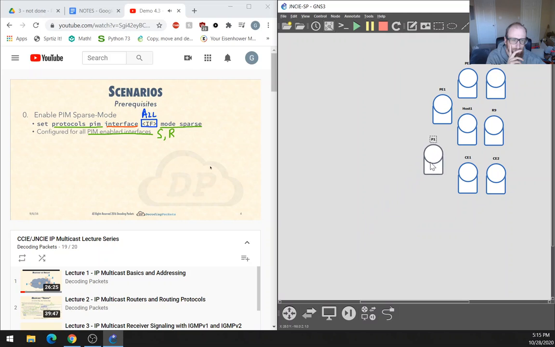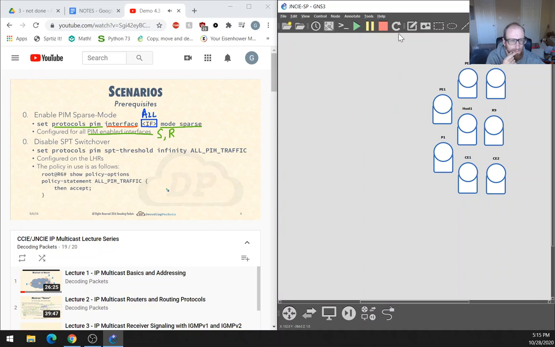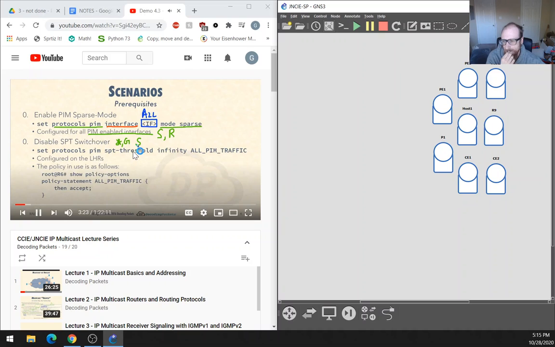Once PIM sparse mode has been configured on all of the PIM interfaces, the next prerequisite is to disable SPT switchover, and this will be done on the LHR. By default, Junos, as well as IOS, as we saw in the IOS demo, the default behavior is called first packet switchover. As soon as the LHR receives the very first packet over the star comma G tree, it has enough information about the source to start signaling S comma G, and that is what it does.